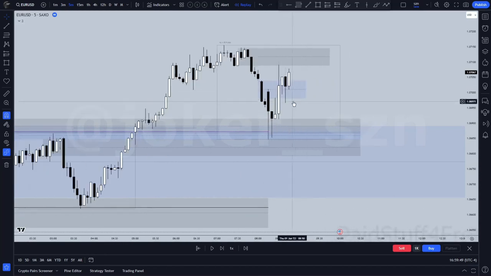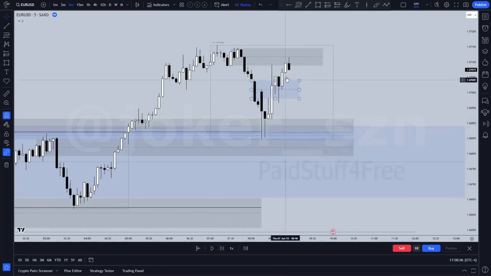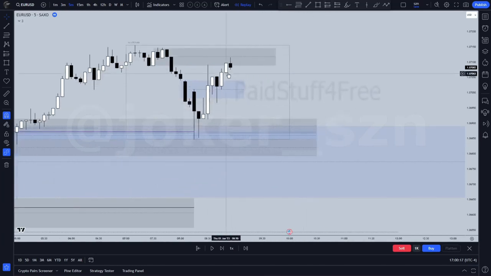At this point, I personally would not long yet. I would wait for another confirmation here, and I want to see another close at least inside this order block here, right? And there we go. We have now closed inside here and as well above this high. So I now will look for longs here, right? And I'm not expecting a big retracement here.